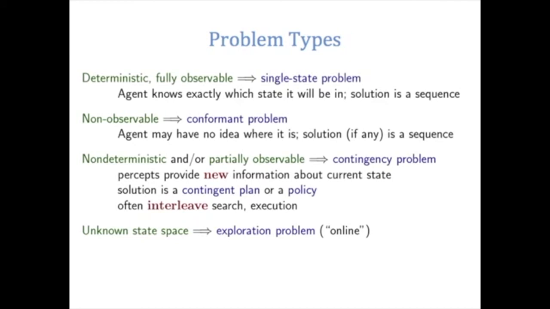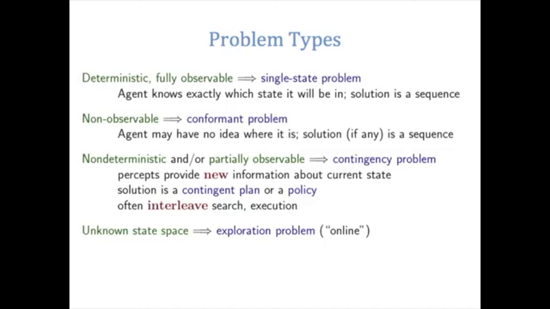Well, that's just one particular problem, but of course there are lots of different problems, and we can describe these problem types a little more systematically. So if our problem is deterministic, that is not stochastic, and is fully observable, then we'll call it a single state problem. In other words, the agent knows exactly which state it will be in, and the solution is a sequence of actions that gets us from our initial state to a goal state.